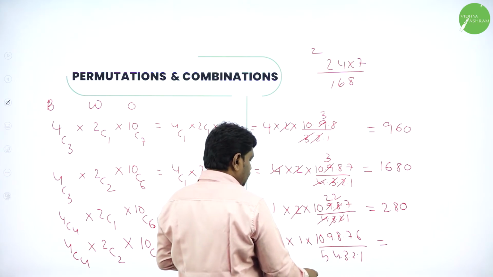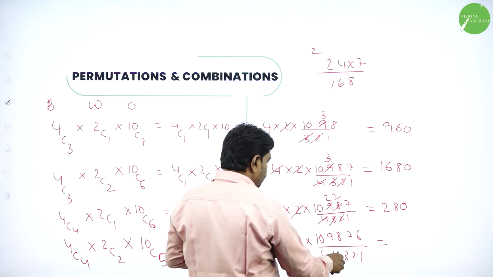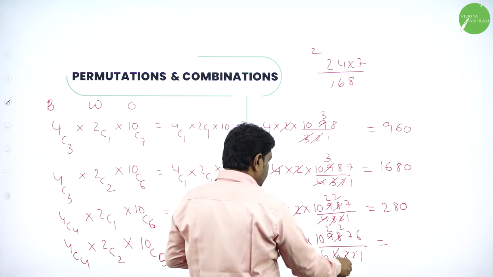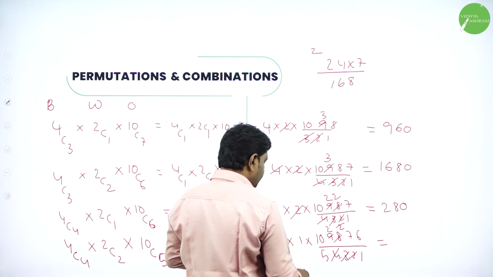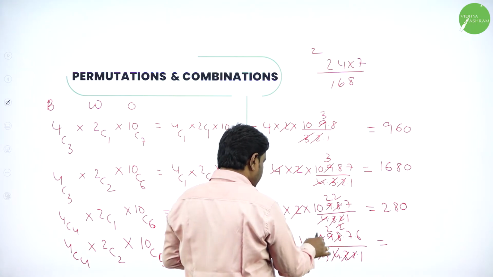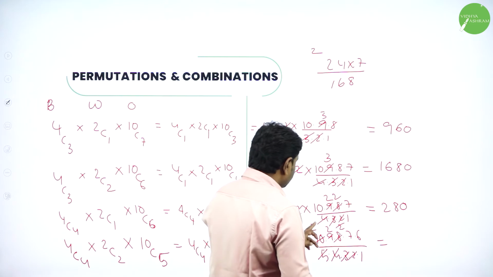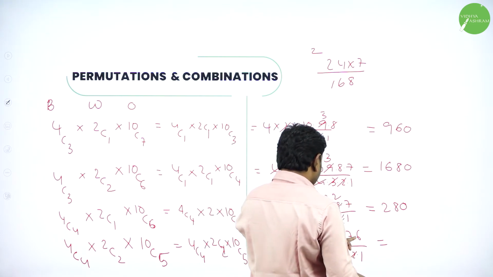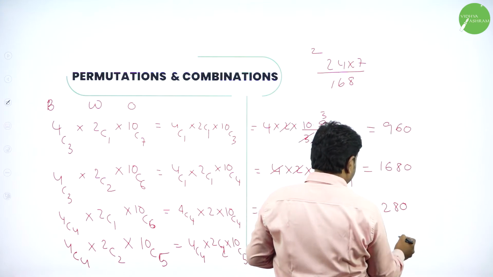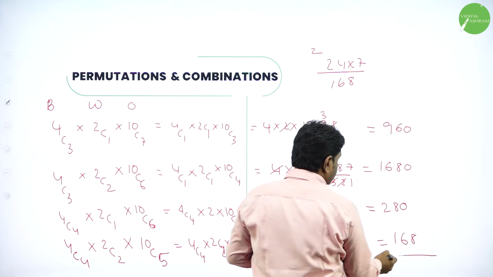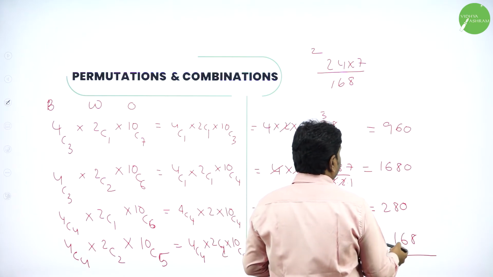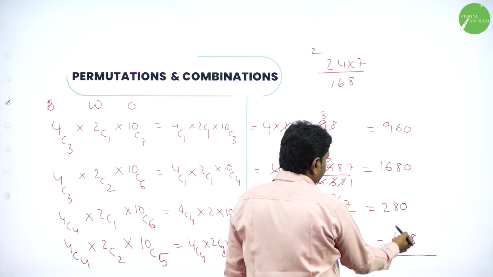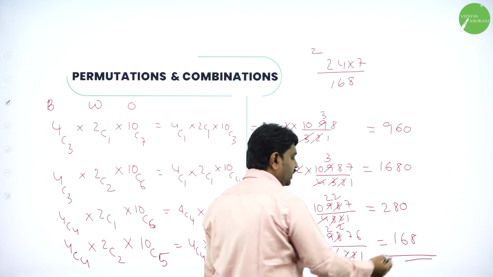Then 5, okay, 4 1s are 4 2s are, 3 1s are 3 2s are, again 2 2s cancel, 5 1s are 5 2s are. Now 2 2s are 4, 4 into 6 4s are 24, 24 into 7, 168. Add all this, you'll get the required value. So 900, 1680, 280, 168. You add it and get the end answer.